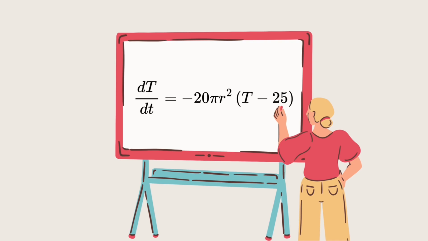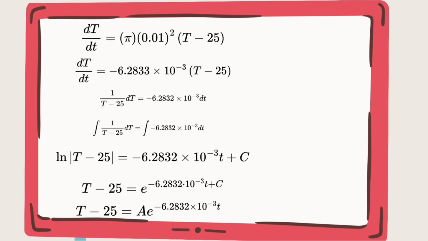Our task is to solve this equation and to find an expression for T, the temperature as a function of time. Now we begin solving the equation. First, we will substitute the value of R, which equals 0.01. Then it will give us negative 6.2833 times 10 to the power of negative 3 in the bracket of T minus 25. This is a separable differential equation, so we will separate the variables and integrate both sides.